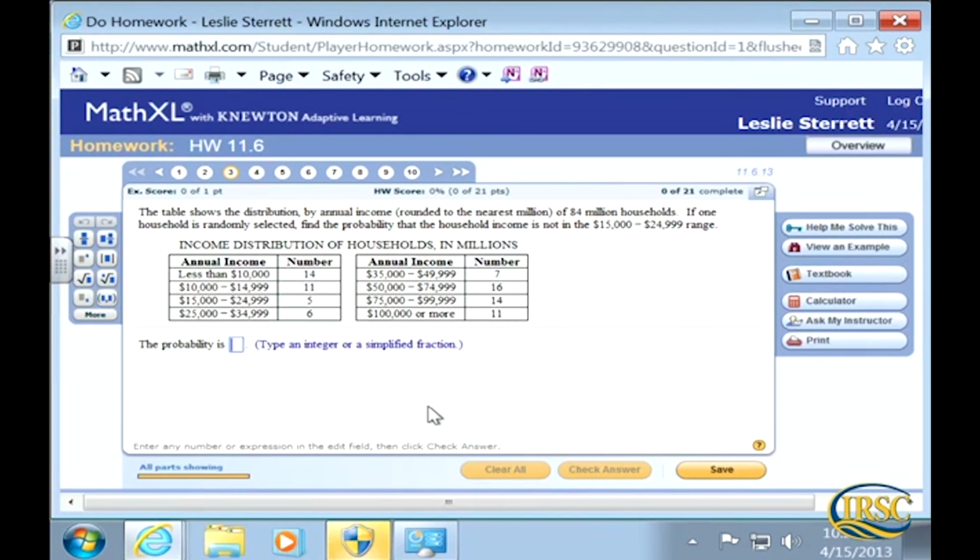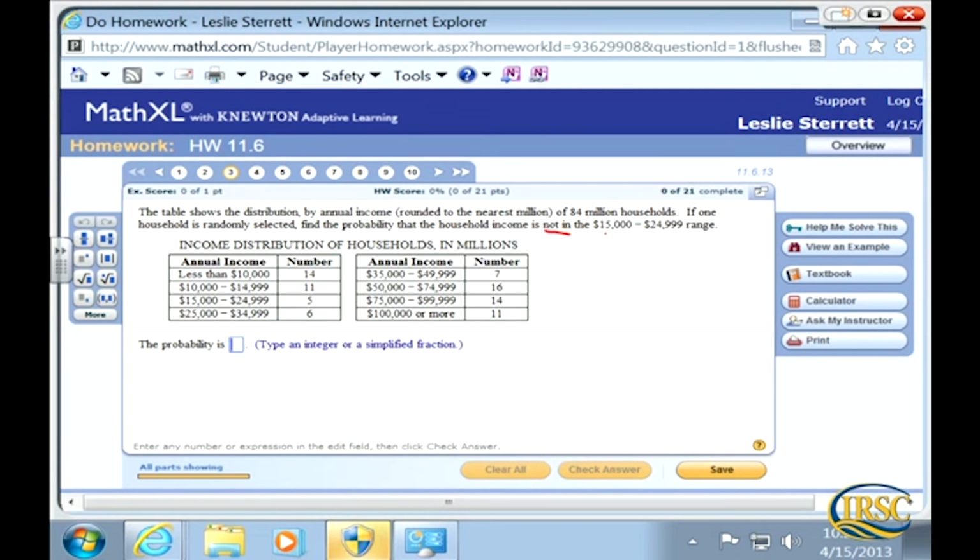Okay, so taking a look at this problem, it has a chart that shows you the income distribution of households in millions. So, for example, the number of households that have an income of less than $10,000 a year is 14, but that means 14 million. Okay, so these numbers are already in millions. So what it wants you to do is find the probability that the household income is not in the $15,000 to $24,999 range. Okay, what was the key word that I just said? Not. So we're looking for not in this range.